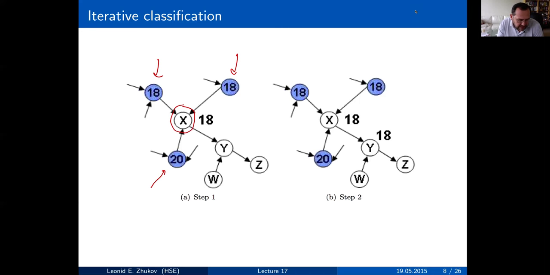Let's say we can do something simple, like majority voting. And then we assign, and we'll have a label 18 for this node. Then on the next iteration, we'll consider this node as a blue node with a given label. And then we can predict the label on the node it's connected to. And so we'll propagate this label to the node Y. And it can continue.